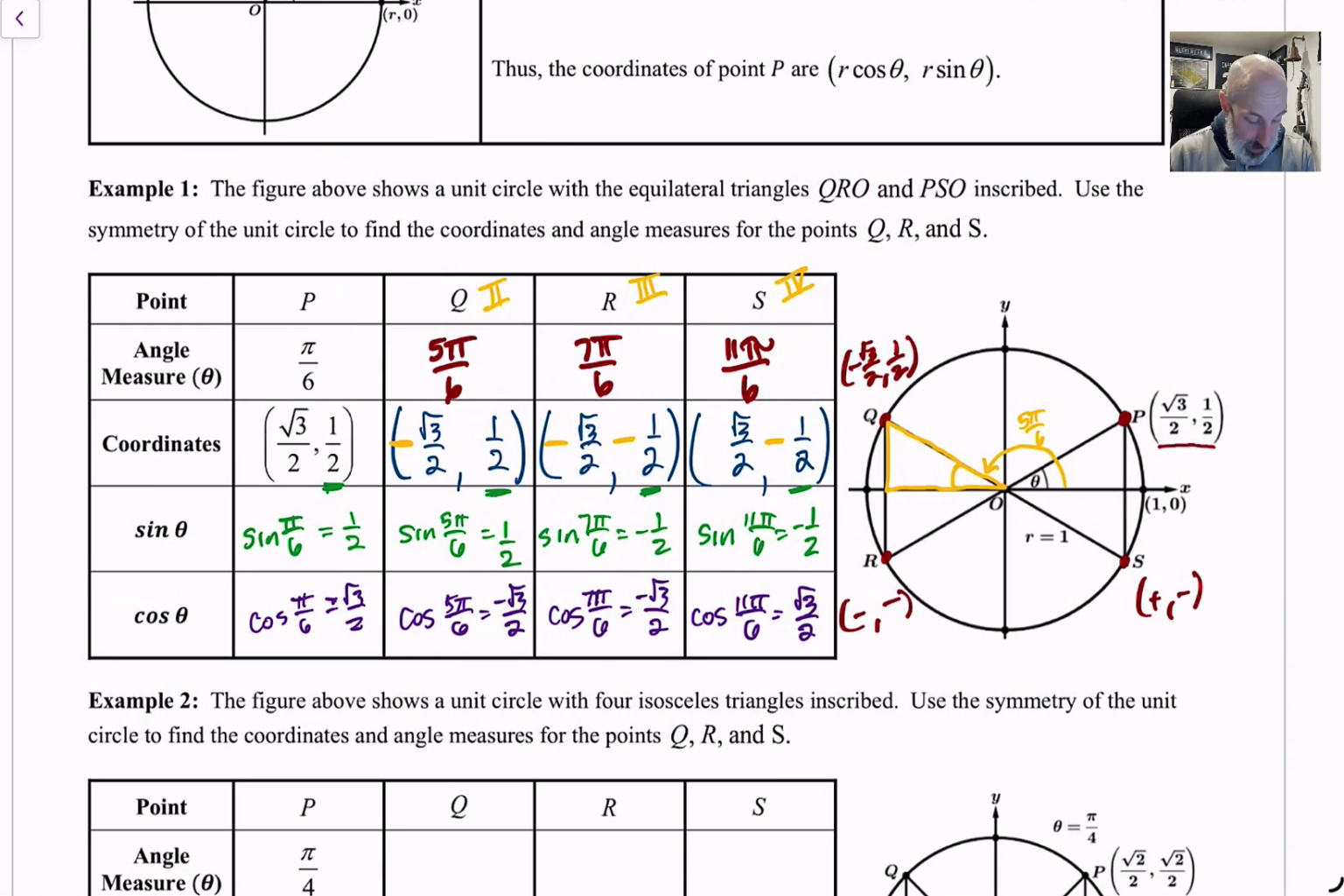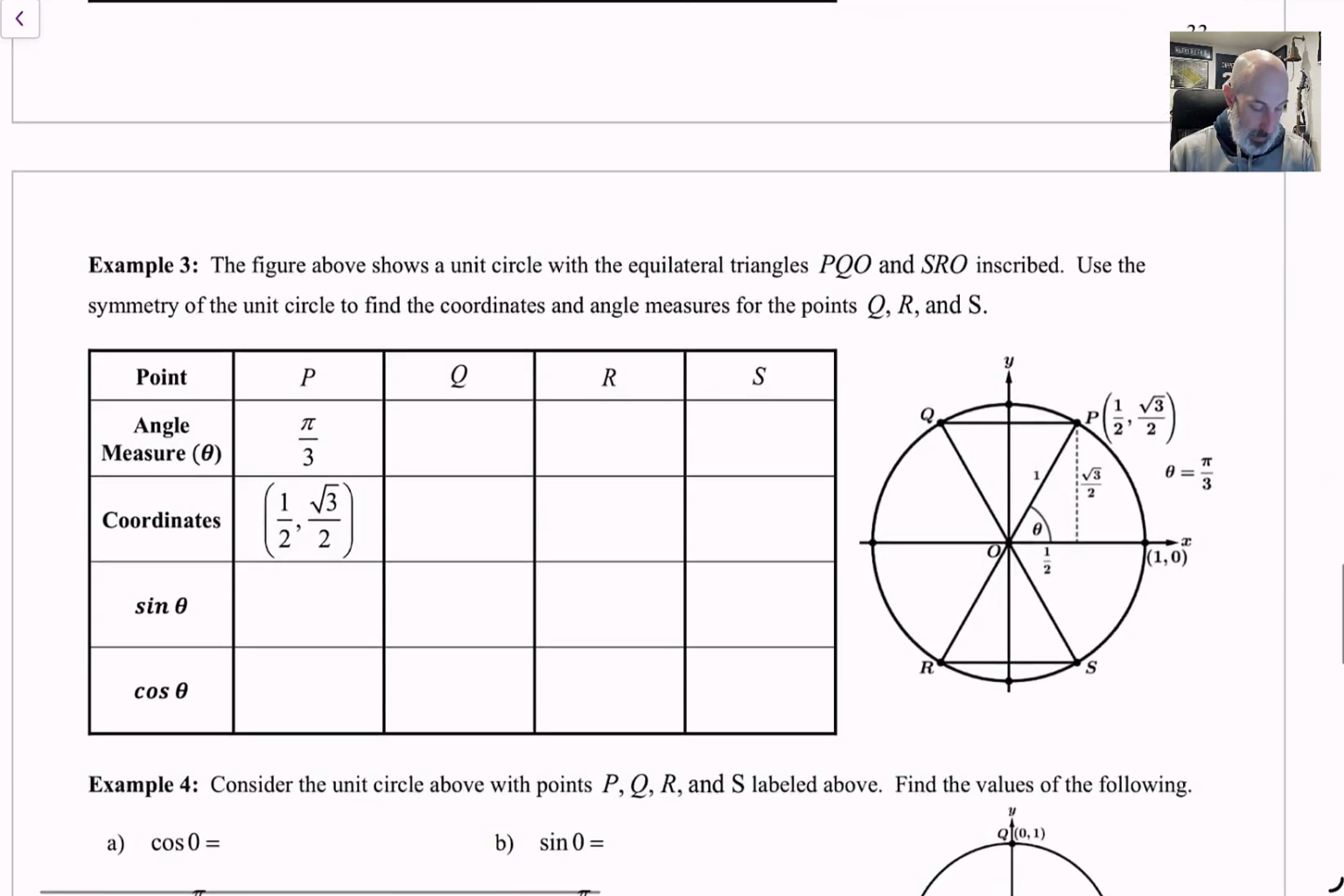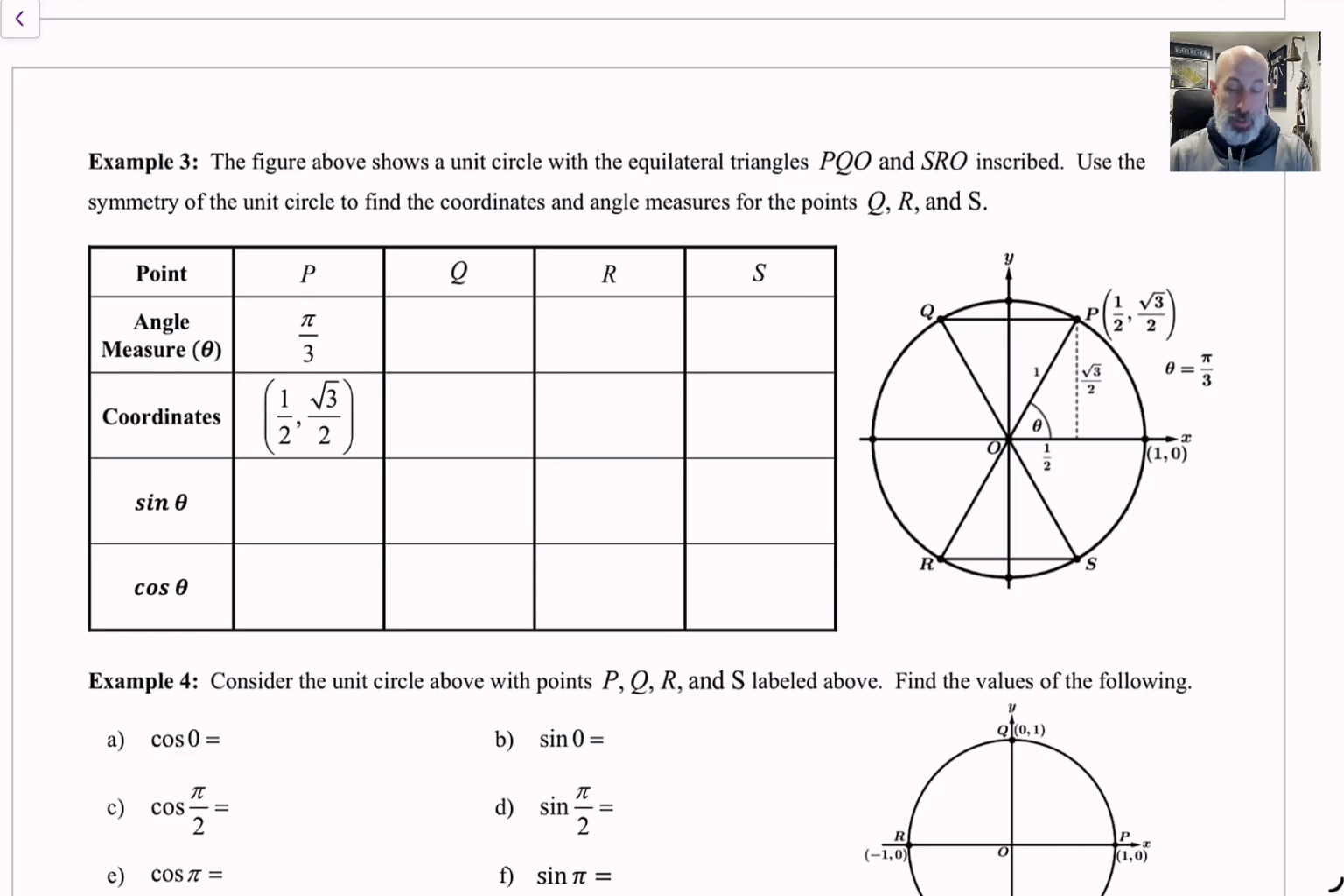What I'd ask you to do now is try to complete example 2 using the isosceles right triangle, and example 3 using the pi over 3 or the 60-degree angle. Complete the table as well. Again, should be a lot of redundancy. Go ahead and do it, and pause the video. I'll show you the solutions in just a moment.